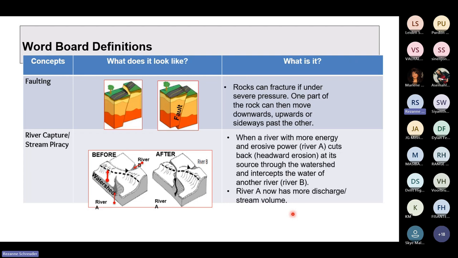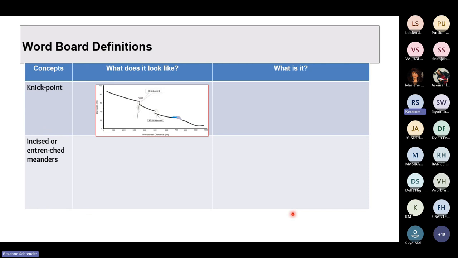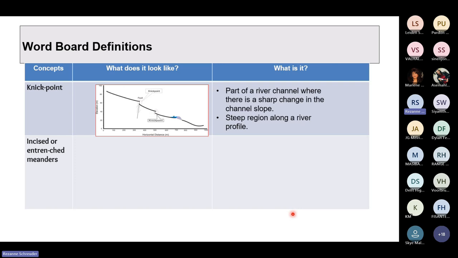Therefore, River A would be the captor, C-A-P-T-O-R stream, and River B would be the captured stream. The nick point, very important. The nick point is where the profile or the channel of the river changes its slope. So we are familiar with the nick point waterfall. So it's a steep region along a river profile.